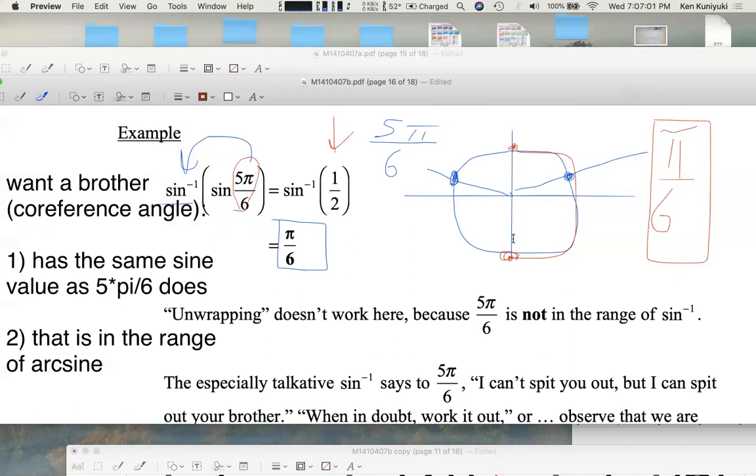All right. So you could either work this out brute force. Sine of 5 pi over 6 is 1/2. The inverse sine of 1/2 is pi over 6, or just use symmetry. You need a brother with the same sine value, in particular, the same sign, SIGN, for the sine value, positive as opposed to negative in this case, and it's got to be in the range for the inverse sine function.